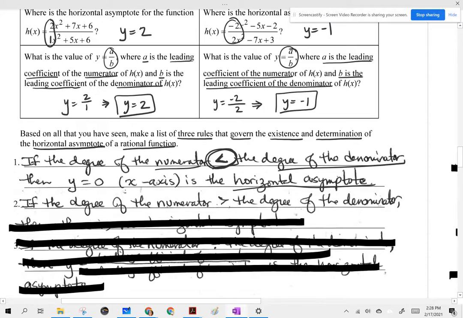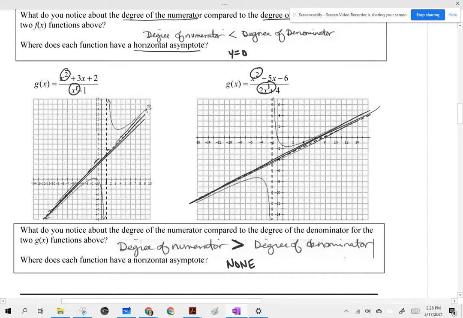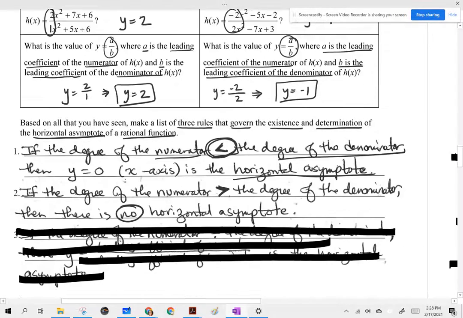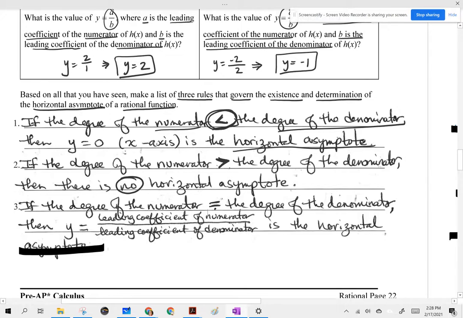Then the other situation we saw was if the degree of the numerator was greater than the degree of the denominator, then we noticed on the example there was no horizontal asymptote. That kind of goes right here with this example, right? There was no horizontal asymptote. And then the last condition was, when we compared the degrees, they were equal to each other. They were the same. So when they were the same, what did we do to find that horizontal asymptote? Well, we just took the leading coefficient of the numerator and divided it by the leading coefficient of the denominator. And that's what gave us the horizontal asymptote.